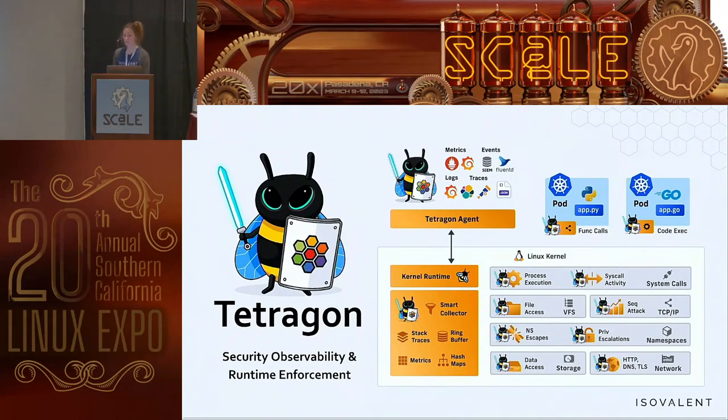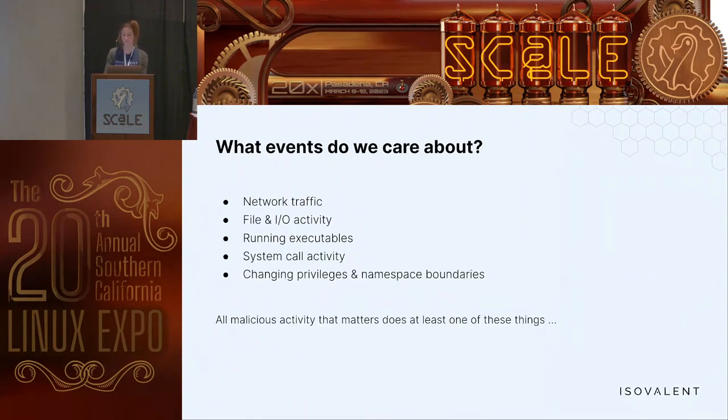And that log file can later go to any SIEM system: Splunk, Elasticsearch, Sumo Logic. You can export it to S3. And then we have metrics like Prometheus, Grafana. These are mostly the networking use cases. So what events do we care about? If you observe malicious activity, it would do at least one of these things: network traffic, file I/O, running executables, system call activity, changing privileges, and crossing namespace boundaries.